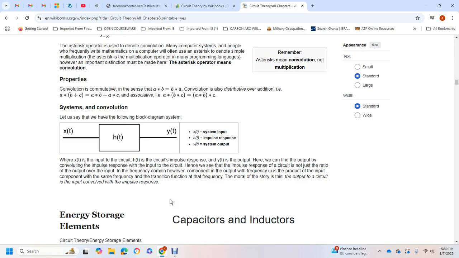System convolution. Let's say we have the following block diagram system, where x(t) is the input, h(t) is the impulse response of the circuit, and y(t) is the output. Here we find the output with the convolution of the impulse response and the input of the circuit. Hence the impulse response of the circuit is not just a ratio of output over input in the frequency domain.